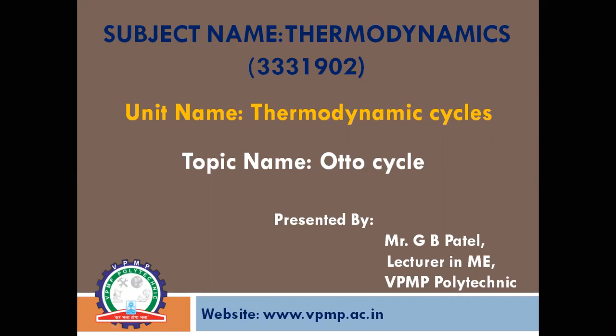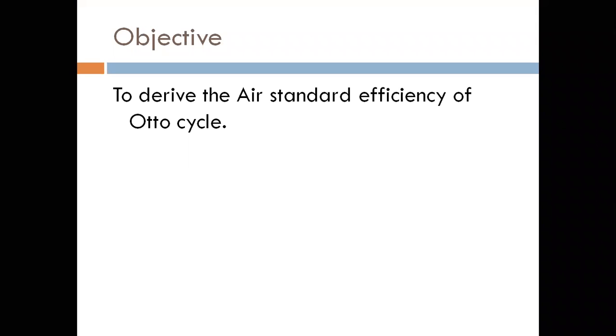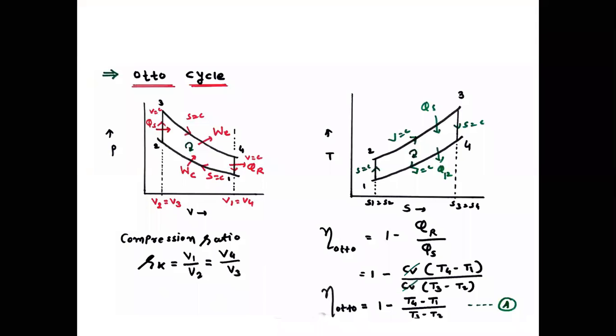Today we are going to discuss the Otto cycle. The objective of this video is to derive the air standard efficiency of the Otto cycle. So let us derive the air standard efficiency of the Otto cycle. You can see here the Otto cycle on the PV diagram and on the TS diagram.